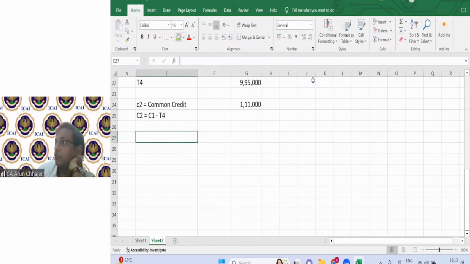1,11,000. Any doubt till here? Please ask, please tell me. Till 1,11,000, do you have any doubt how the common credit has been arrived at?